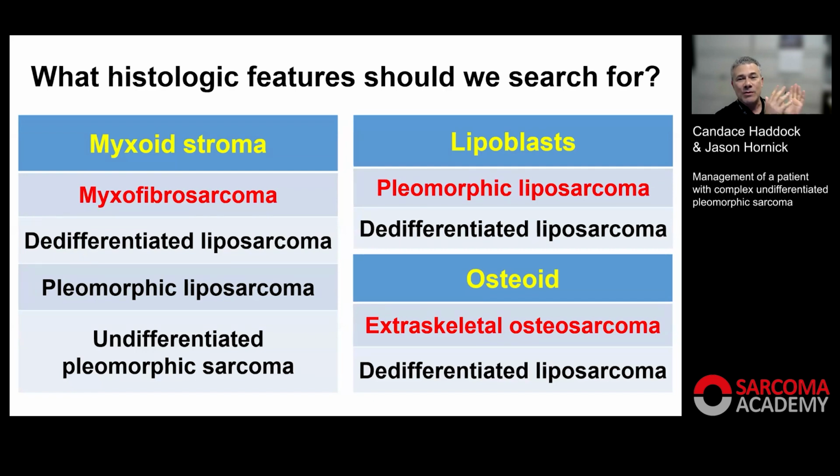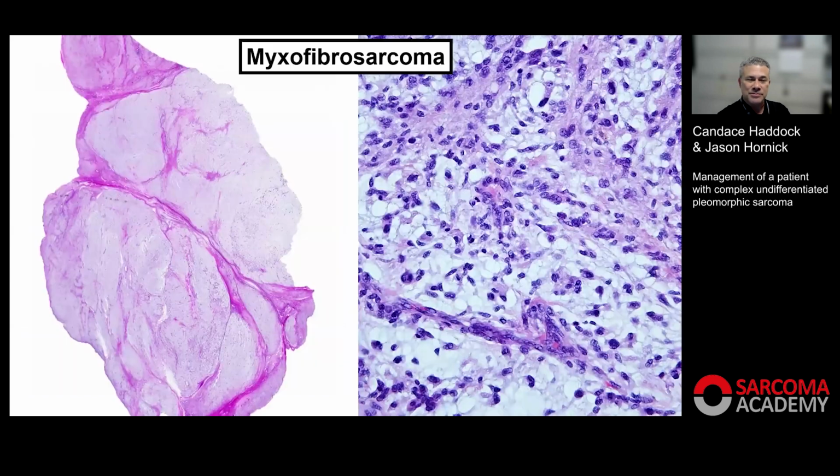Myxofibrous sarcoma, we have to find the stroma. Lipoblasts in a pleomorphic sarcoma defines pleomorphic liposarcoma. And finally, in a sarcoma of soft tissue with no other distinguishing features other than bone matrix production, that's an extraskeletal osteosarcoma. Unfortunately, as you see from these tables, there are other tumors that can confuse us, but I've just mentioned the main examples. Next slide.